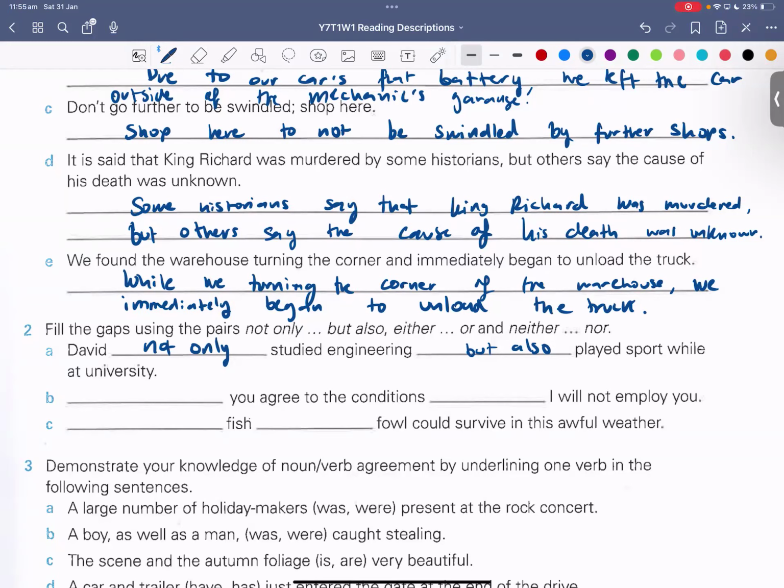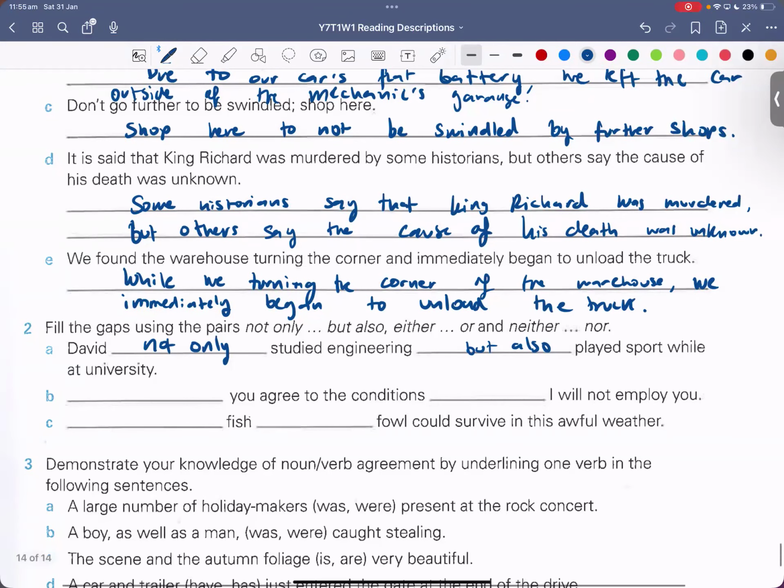So try reading them in your head. Not only you agree to the conditions, but also I will not employ you, or either you agree to the conditions or I will not employ you. Neither you agree to the conditions, nor I will not employ you. It's a choice here between conditions or not getting employed. So we should use either, right? And all. Next person? Neither fish nor mountain survive themselves. Yeah, great. So none of them could survive.